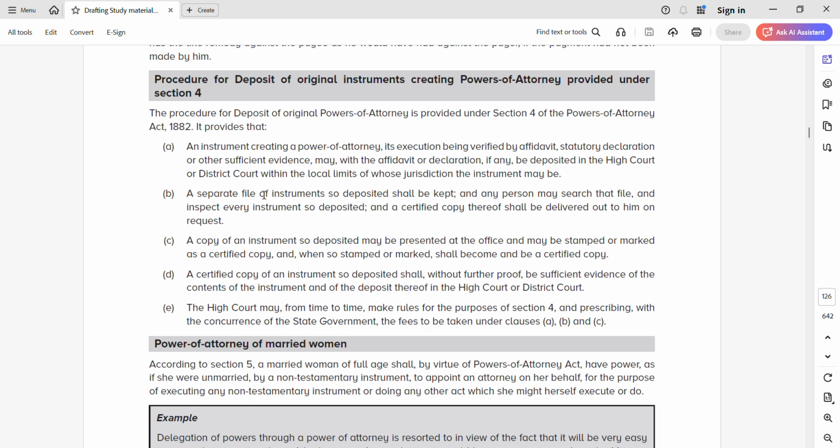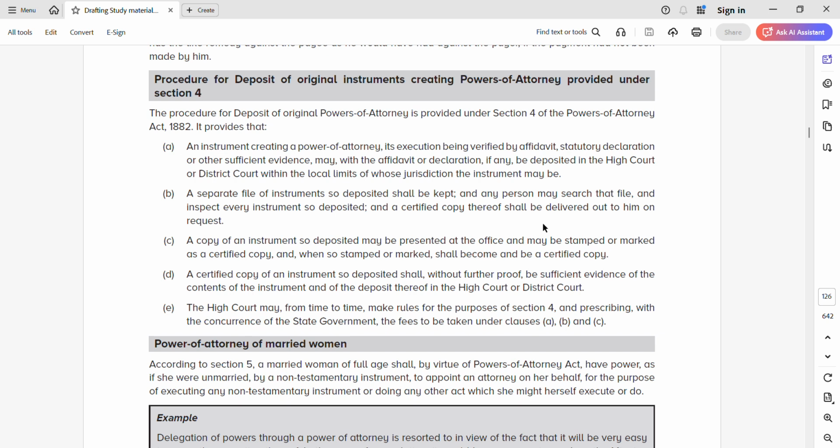Next, a separate file of instruments should be kept. That is very important, and it is subject to inspection whenever required. A copy of the instrument so deposited will be presented at the office and may be stamped or marked as a certified copy. A certified copy of the instrument so deposited will be considered sufficient evidence for the contents of the instrument, and then the High Court may make rules and any changes if required based on the concurrence of the state government.